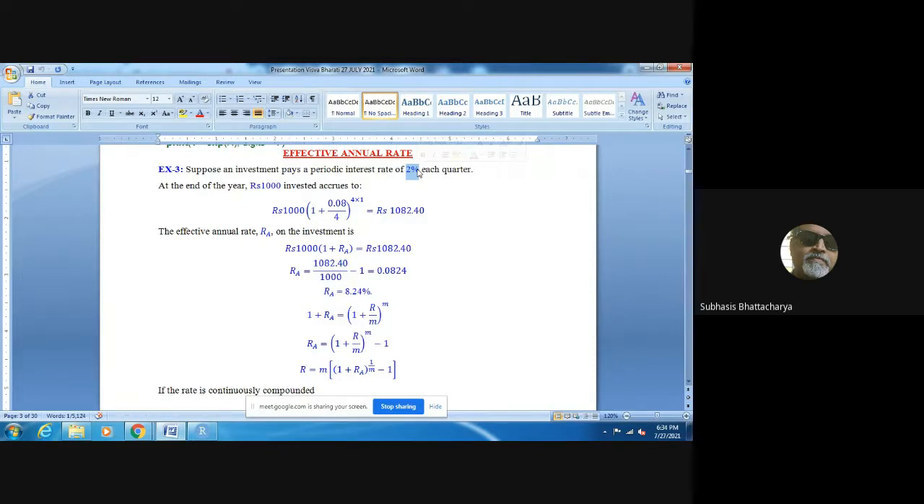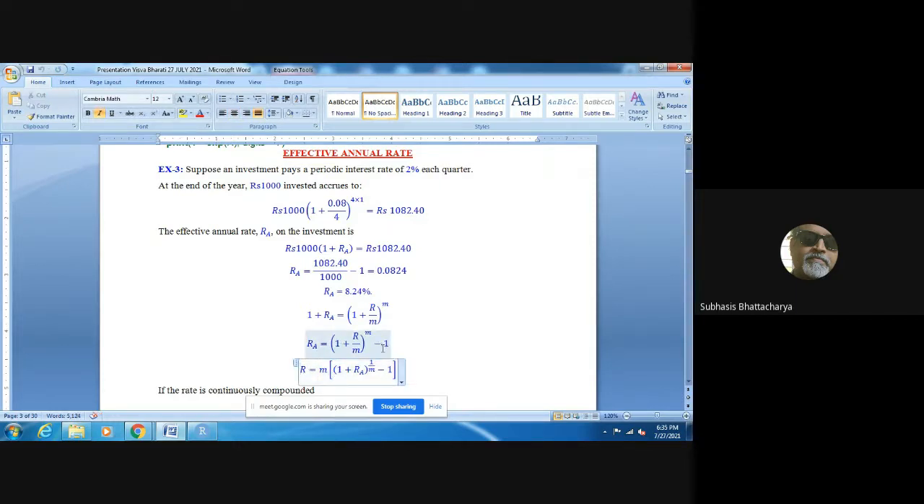So this is the general simple relationship between the annual rate R with payment M times per year and the effective annual rate, and we write the relationship in this form. 1 plus RA is equal to this value. So the relationship is this, and from here we can determine RA, from where this 8.24% comes. Then from here we can solve for the value of R also.